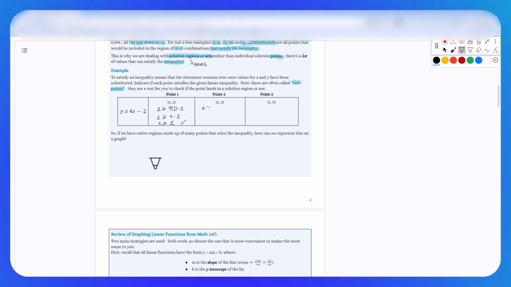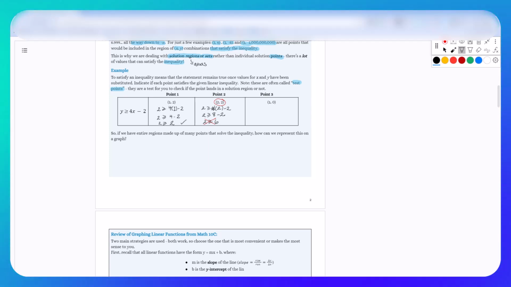So the y is 2, but this time our x is 2 as well. So here we get 2 greater than or equal to 4 times 2, which is 8, minus 2, which is 6. 2 greater than or equal to 6? Well, that's a big no. The 2 is not greater than or equal to 6. So we can say that 2 and 2 is not in the solution set region.